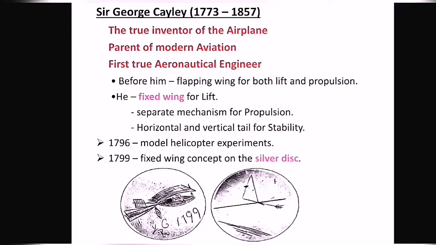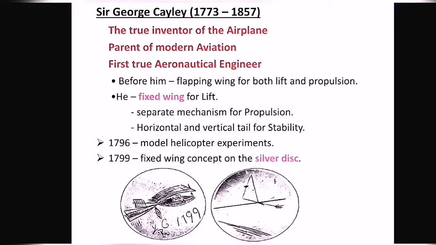We already saw that from ancient times to Leonardo da Vinci, all the people used flapping wings, and they felt that flapping wings would produce both lift and propulsion, but these were unsuccessful. But Sir George Cayley said that the fixed wing only produces the lift, instead of flapping wings. Also, we need a separate mechanism for propulsion and horizontal and vertical tail for stability. These are three different concepts, and we need different mechanisms to manage all these things.